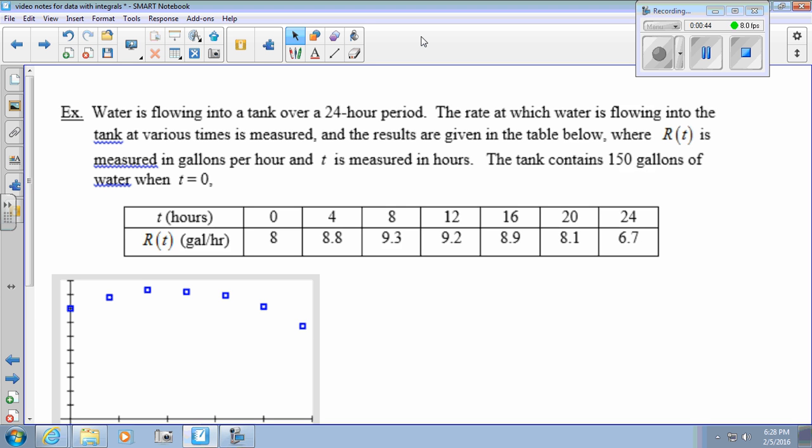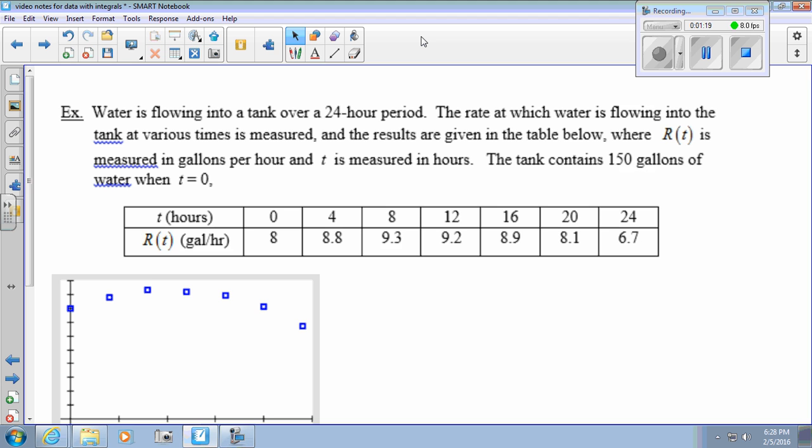I don't have an equation measuring this. Instead, I have a table that's giving me the rate the water is flowing into the tank at certain hours. So T represents hours. R of T is the number of gallons per hour that are flowing into the tank. And there is one other very important piece of information that's given to you here, and that is that the tank contains 150 gallons of water when T is 0. So we start with 150 gallons of water.